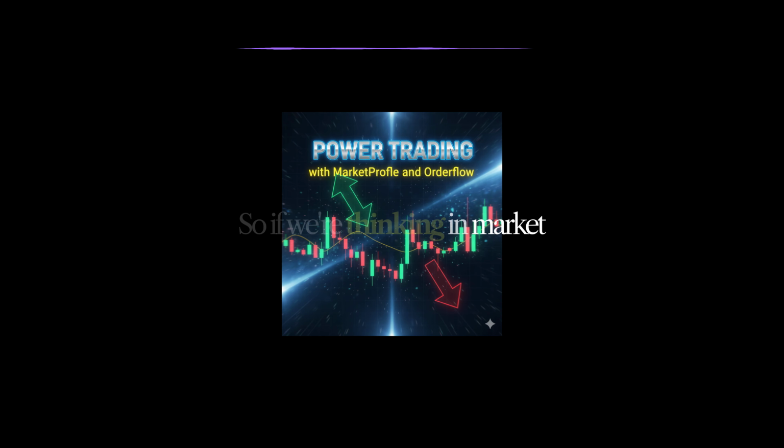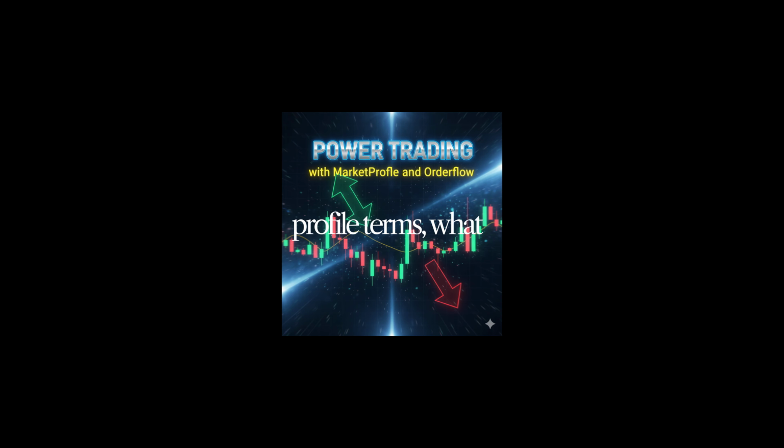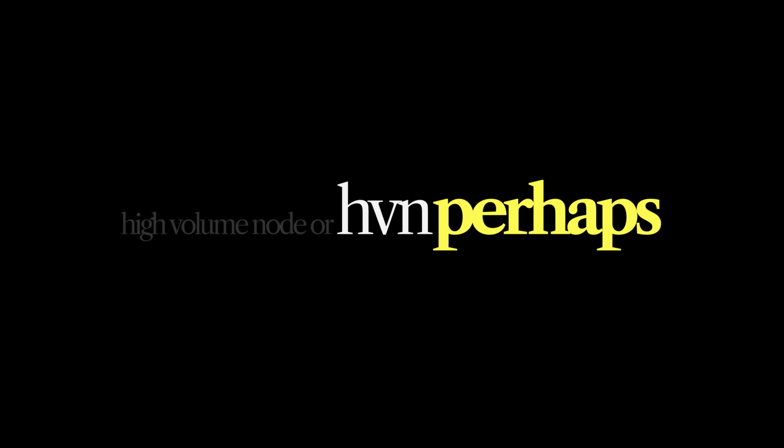So if we're thinking in market profile terms, what do these colors typically signify? Are they like value area, point of control? They usually map to key structural elements, yeah. For example, the yellow zone might represent the core value area, where maybe 70% of the volume happened. That shows where the market currently accepts price, where institutions are likely active. Okay, the main consensus area. Right. Then the blue zone, maybe that highlights a significant high-volume node, or HVN, perhaps forming just outside that main value area. It suggests another area of interest, maybe less committed positions.